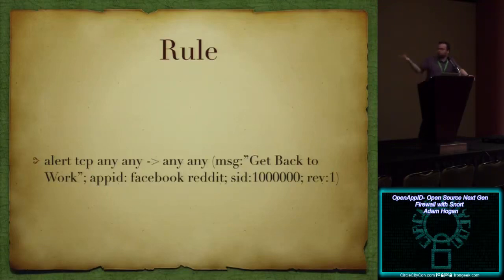Oh, and the SID and revision, I mean, it's just an identification number. You give every Snort rule an ID number. So custom starts at 1 million, and then revision is just a revision number. Every time you change a rule, you're supposed to increment it, the idea of just version control. So all that's really standard. The only thing different there is appid: Facebook, Reddit. So with that rule running, I'm going to detect any of those applications going through my network.